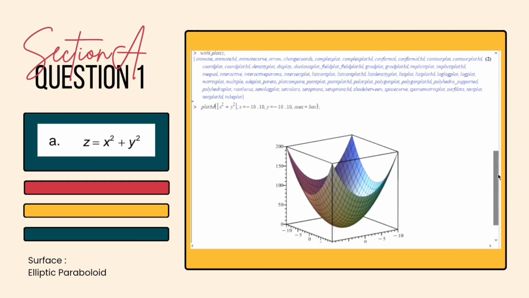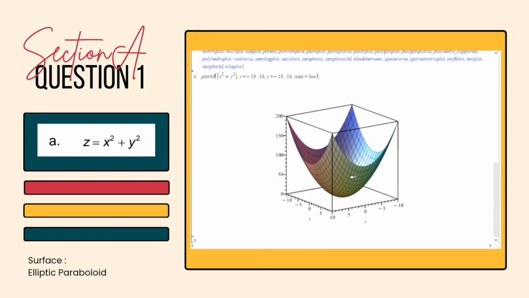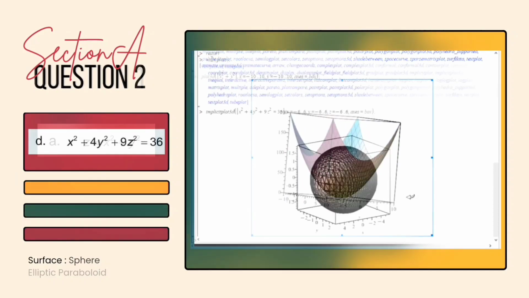And for the second diagram in question 1, I use the same coding but with different limits of -10 until 10 because I just want to show the difference of the diagram using different limit. As you can see here, the diagram is slightly different.